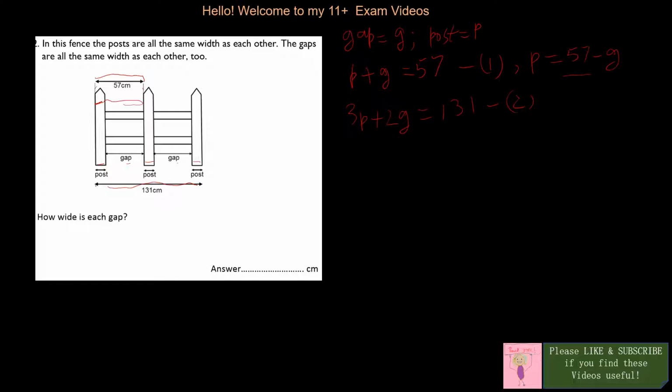And using that, P equals 57 minus G in equation 2, I can get 3 times 57 minus G, plus 2G equals 131. 3 times 57 is 171, minus 3G plus 2G equals 131, or 171 minus 131 equals G. We take G to the right hand side of the equals, bring 131 to the left side with a minus sign. So 1 minus 1 is 0, 7 minus 3 is 4.